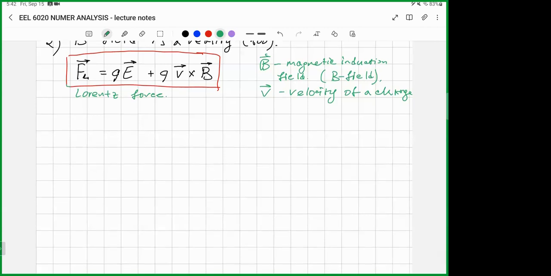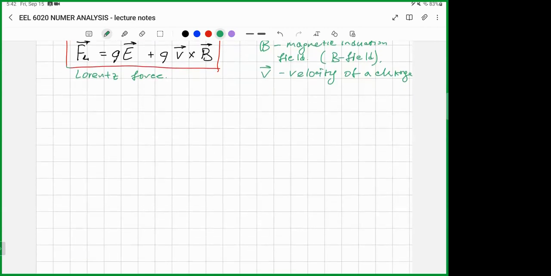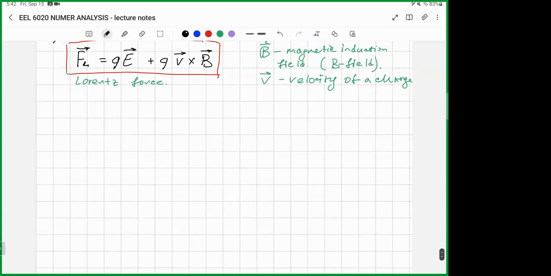Lorentz force. Okay, of course, this formula is written in vector form and by components. For example, for the x component of this formula, I would write something like this, right? So Fx: I take the x component of the first term, and I also have to take the x component of the second term. So I write q here, q is a constant, and then v times B, x component.